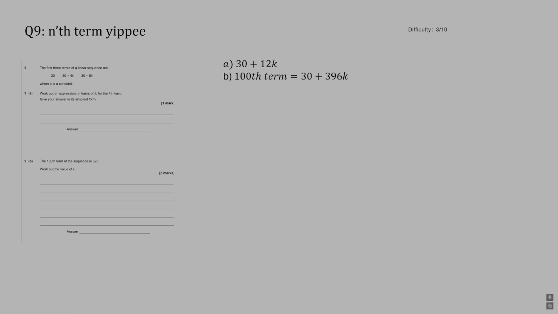For B, you need to know the 100th term is 30 plus 396k, because it goes up in 4ks, but the first one is plus 0k, so you need to take away 4k from the 100th one, from 400. And now we can just set it equal to 525, which is what it says here, and then just solve for k.